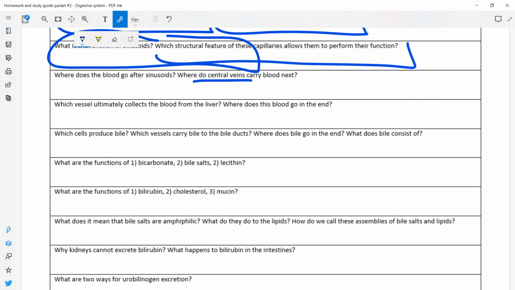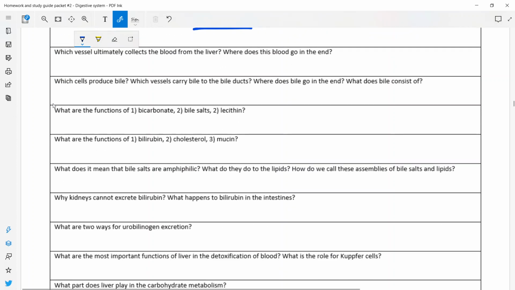Don't mix up hepatic vein and hepatic portal vein. So to the liver, hepatic artery and hepatic portal vein. From the liver, hepatic vein. And ultimately, the blood from the liver goes into the vena cava, and this blood goes to the heart at the end.